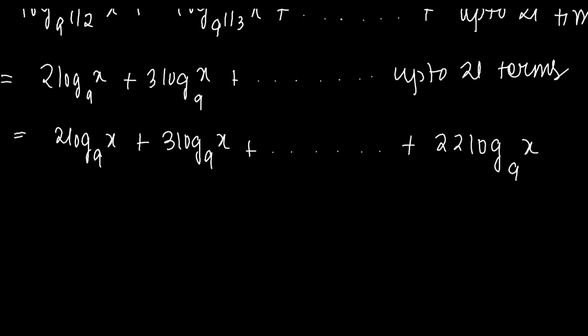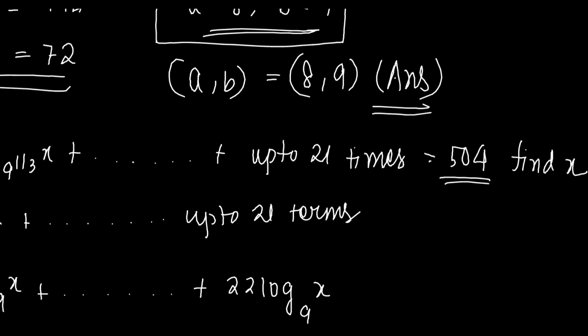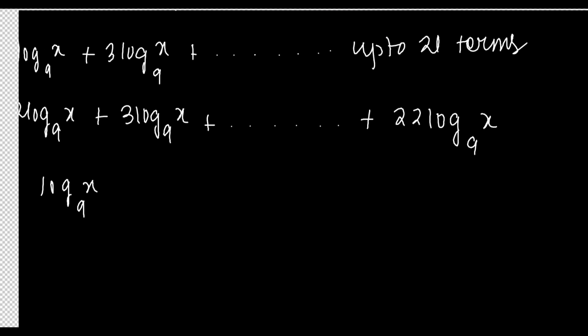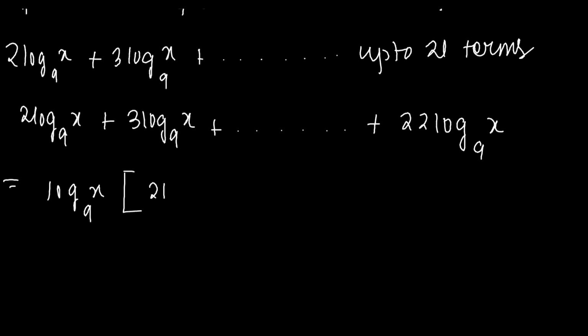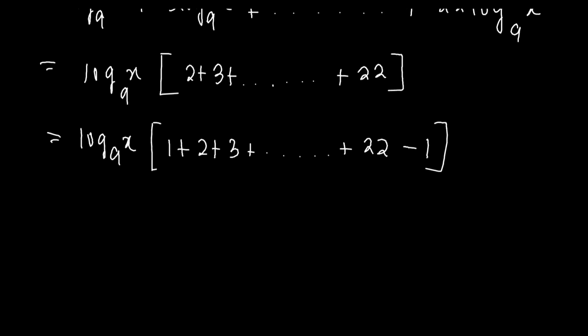Okay, now here we can take log of x base 9 common. So we have to find x. Okay, we have been given to find x. So we can take log x common. So it is 2 plus 3 plus up to 22. Okay, so here we will do a thing, that is we can add 1 here for our better understanding, plus 22, and we will subtract 1. Okay, so we will compensate this one.